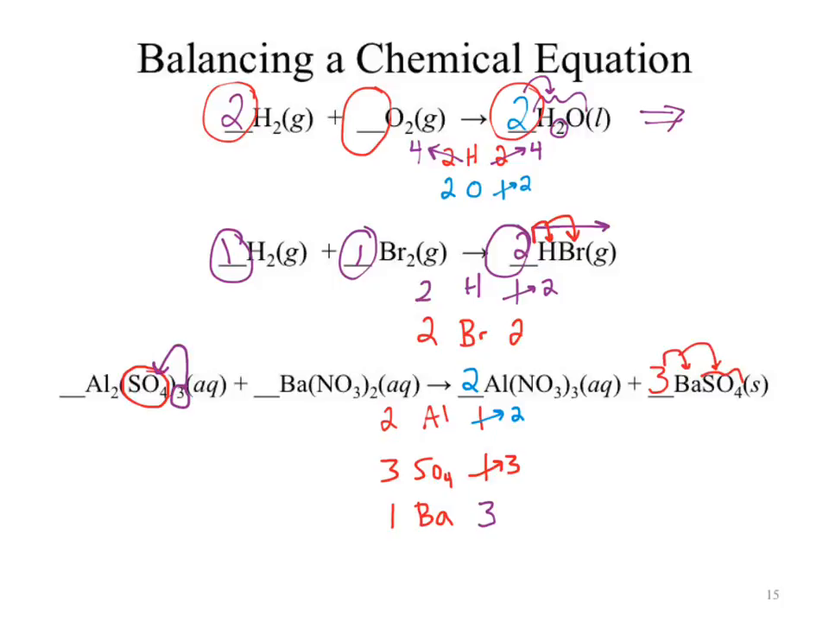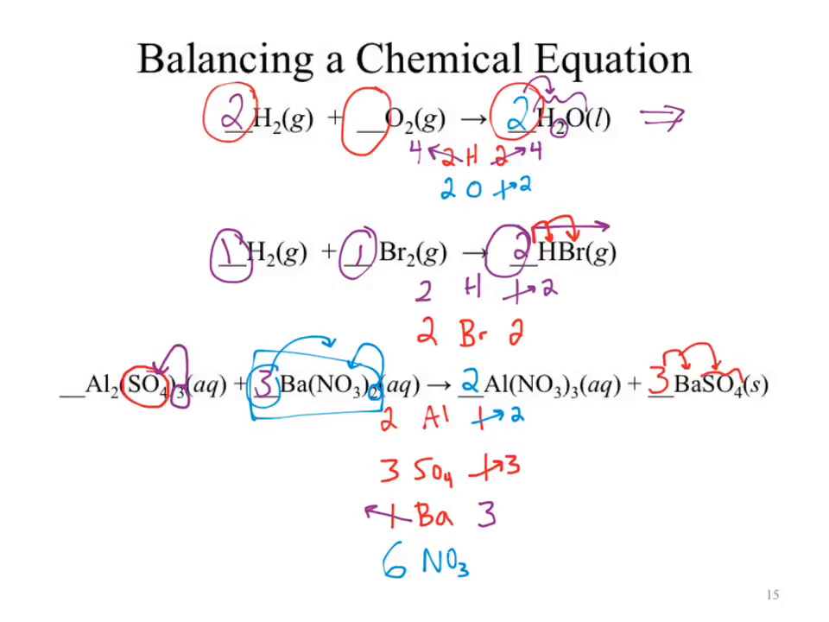Okay? Are we balanced? What needs to happen? I need to have a 3 here. I now have 3 bariums. Move to the nitrate. How many nitrates do I have on the reactant side? There are 2 within the formula, but I have that formula 3 times. So I have 6.